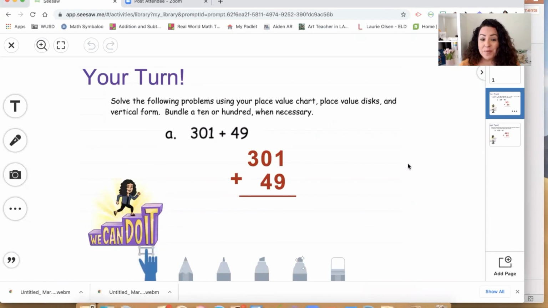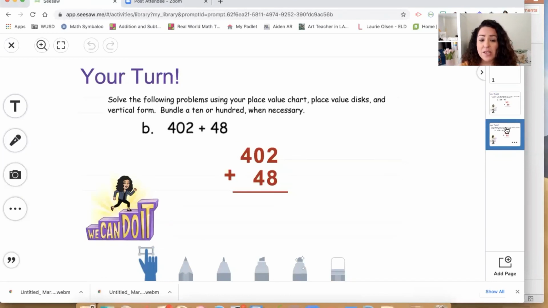Okay, so here's our problem set right here. It says solve the following problems using your place value chart, place value disk, and vertical form. Bundle a 10 or 100 when necessary. So if we look at problem A, it says 301 plus 49. So if you have Seesaw, you could use your Seesaw tools and you can solve the problem here for me, or you can go ahead and use your place value disk and your place value mat, and you find your way to solve this problem. There's lots of space for you there to work with. And our second problem here is 402 plus 48. Remember, if you do have a group of 10, go ahead and bundle it up.